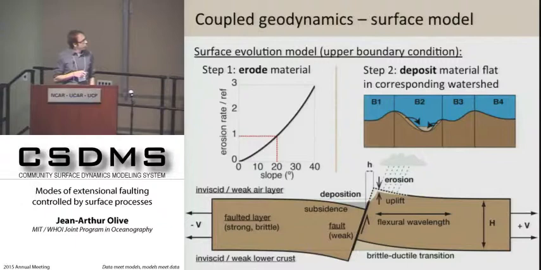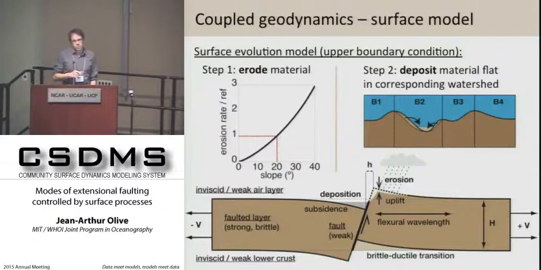And our surface processes is a two-step process. First, after each tectonic time step, we have the current topography. So we look at what the local slopes are, and we erode locally each point on the surface using a scaling law, where the erosion rate scales with slope to some power. Then we take this material, we erode it in each of the individual watersheds. We take this mass of material and we redeposit it flat in each of the basins.